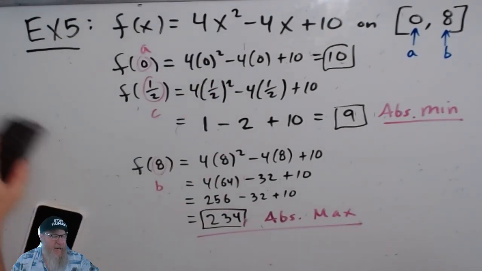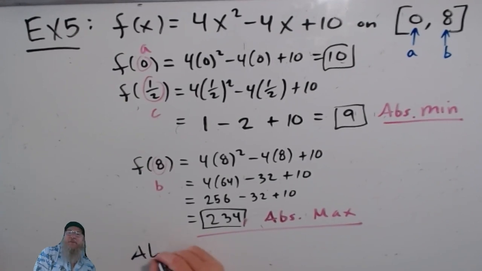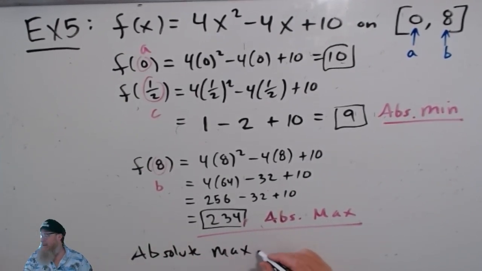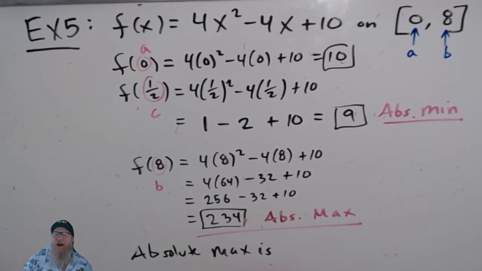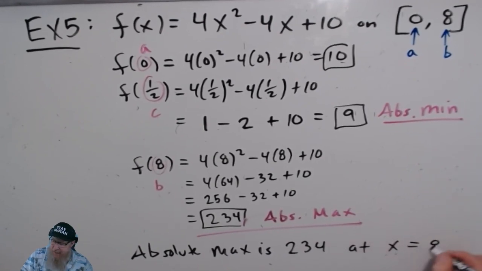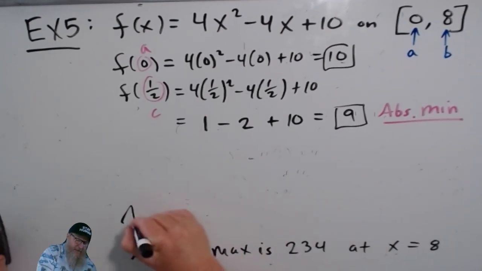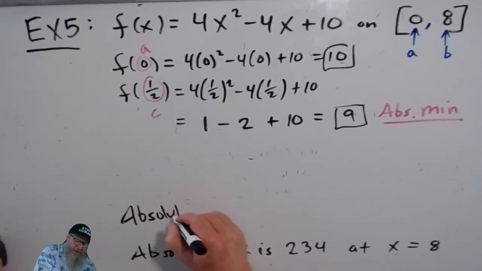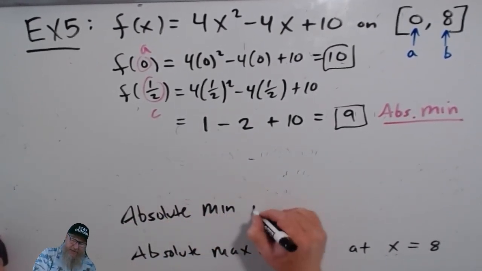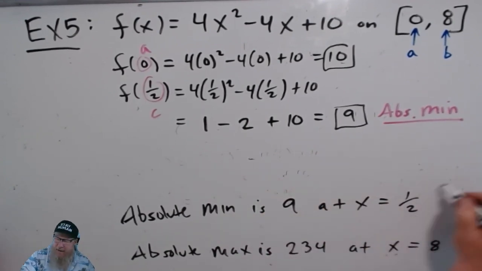All right. And then I want to make sure that you say it correctly. So the way you say it is you say absolute max is, or you could say of, 234 at x equals 8. Or you could say global as well. Absolute min is 9 at x equals 1/2.